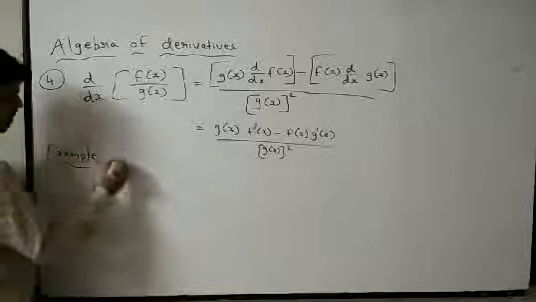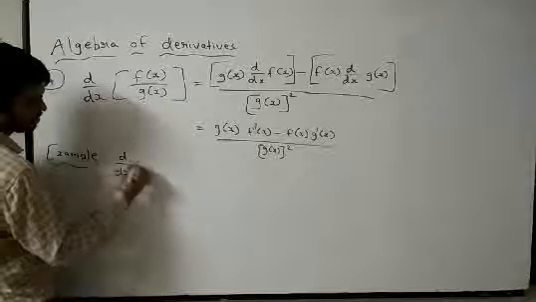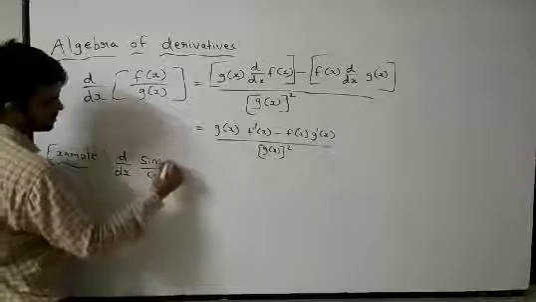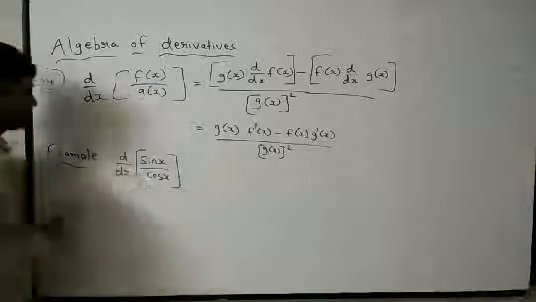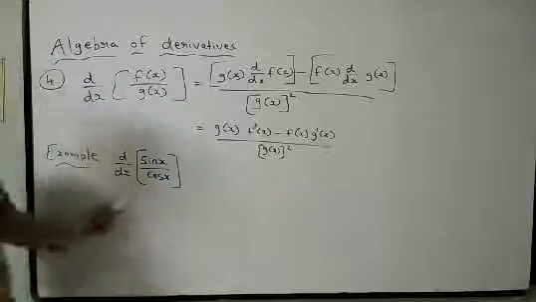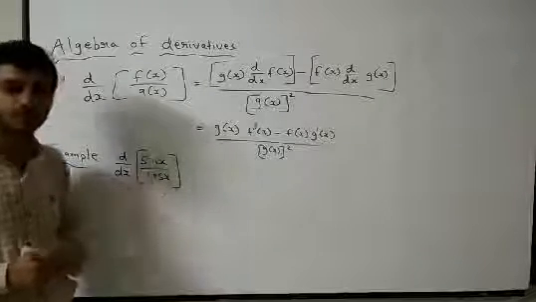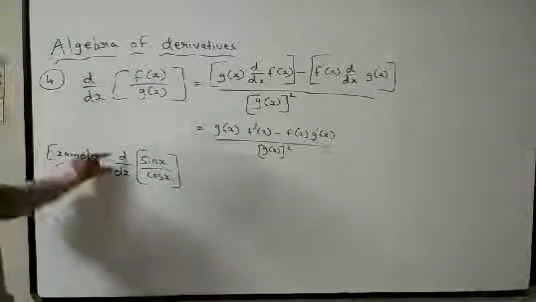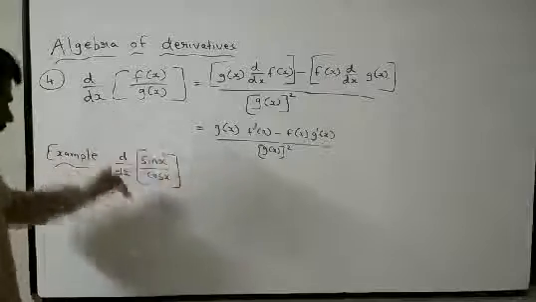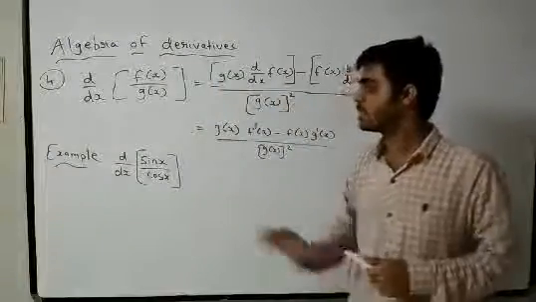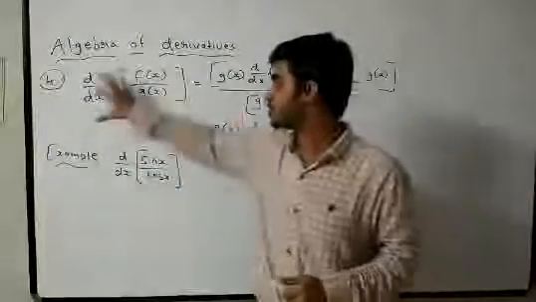Now let us take one example. Suppose you want to find d by dx of sin x by cos x. You want to find the derivative of this function. Here we are not applying d by dx of sin x and then d by dx of cos x in the denominator. It is not possible, for product and division both. So we have to apply this rule.